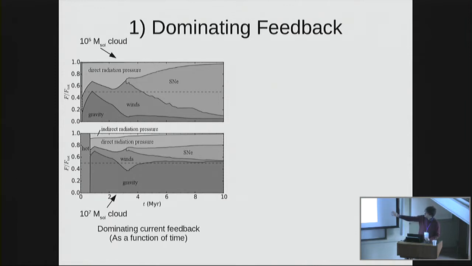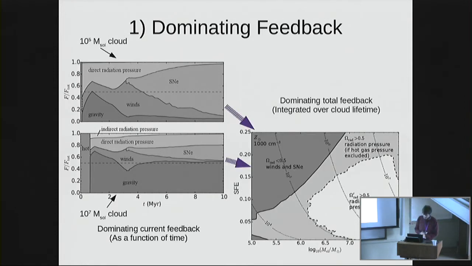This is different for a more massive cloud, a 10 to the 7 solar mass cloud, a very massive cloud. Here you see that initially gravity is very important, trying to slow everything down, but the gas is still cruising along because of the initial very hot thermal pressure. And radiation pressure remains important even until late times in a very massive cloud.